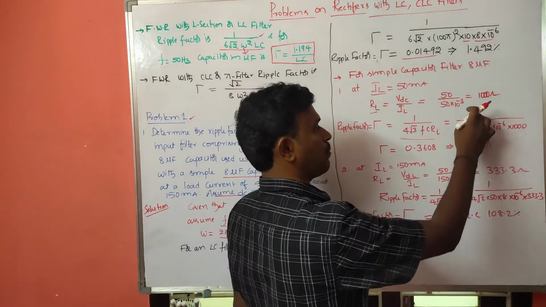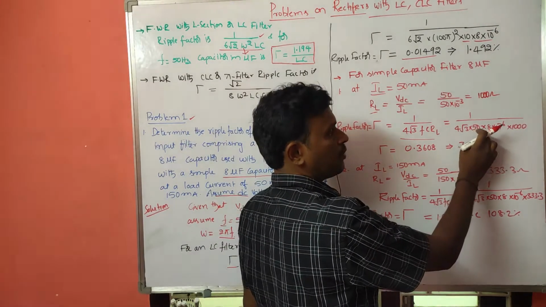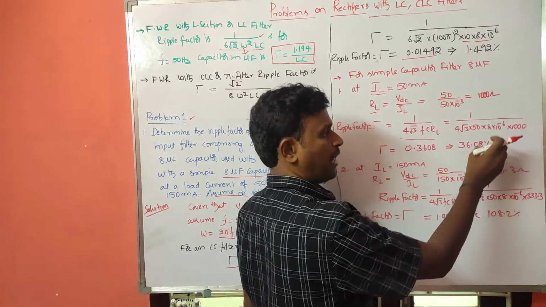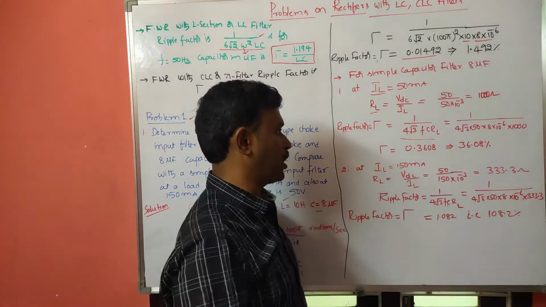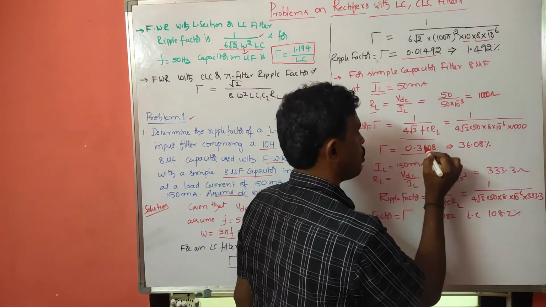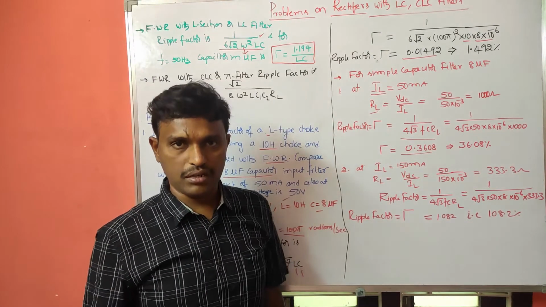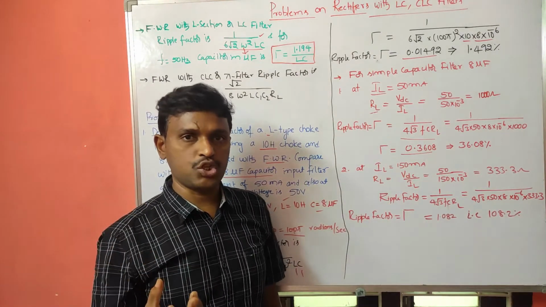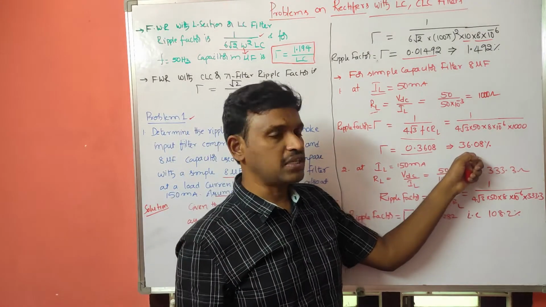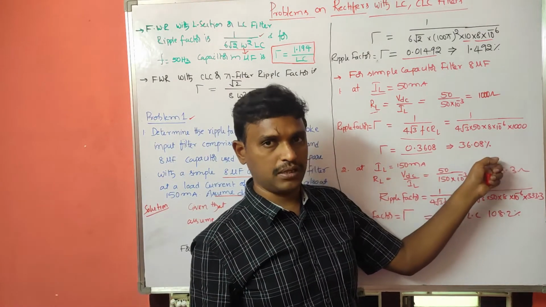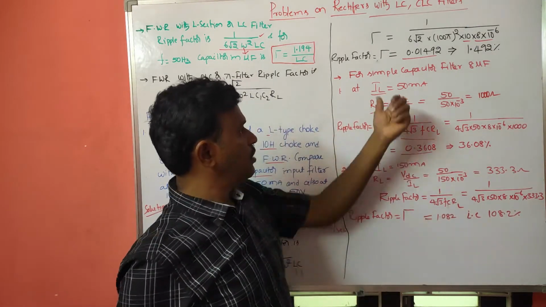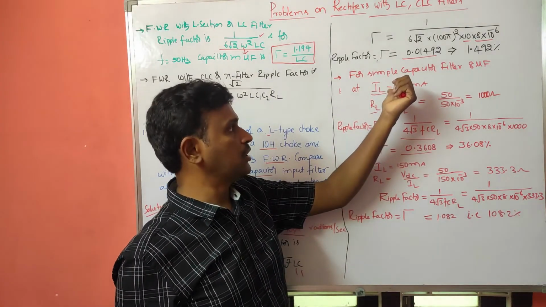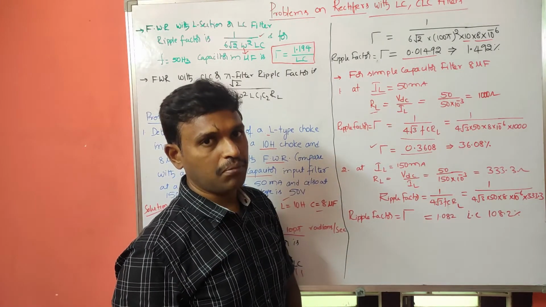So therefore it is 1 by 4 root 3, 50 multiplied by 8 into 10 power minus 6 multiplied by 1000. Okay. So if you simplify this one, you will get the ripple factor as 0.3608. So if you find out the percentage of the ripple, that is nothing but 36.08%. Okay. So this is the ripple factor of this simple capacitor filter with IL equal to 50 milliamperes.